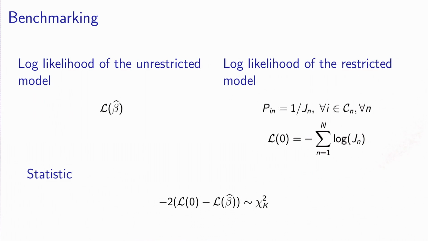So the theory of the likelihood ratio test tells us that the statistic, which is minus 2 times (L0 minus L of beta hat), is distributed as a chi-square, and the number of degrees of freedom is the difference between the number of parameters of the two models. Well, the restricted model has 0 parameters here. There is no parameter. And the unrestricted model has K parameters. So therefore, it's a chi-square with K degrees of freedom.